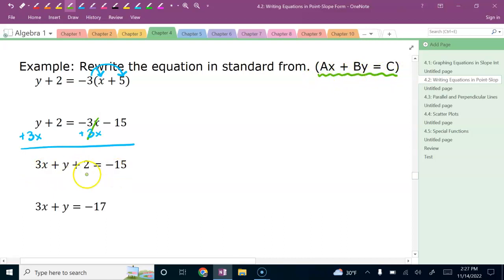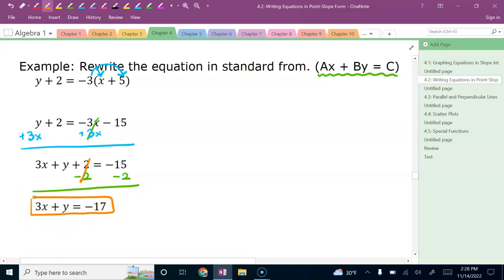But I need to move this 2 over to the other side. So I subtract 2. And that's how I got 3x plus y equals negative 17. So this equation would be in standard form.